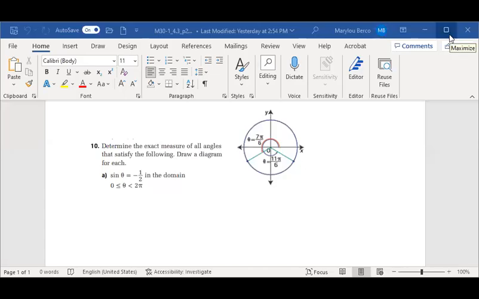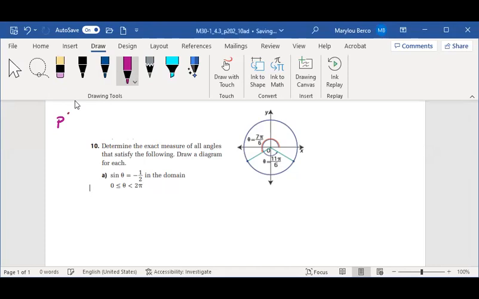Okay, let's take a look at number 10 on page 202. Determine the exact measure of all angles that satisfy the following. Draw a diagram for each. So sine theta equals negative 1/2 in the domain 0 is less than or equal to theta, is less than 2 pi. Okay, so if we take a look, sine theta equals negative 1/2.